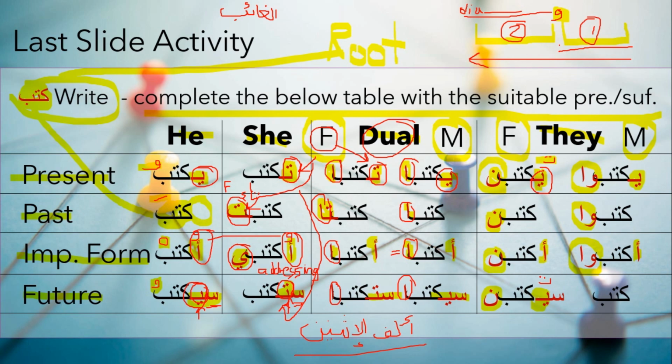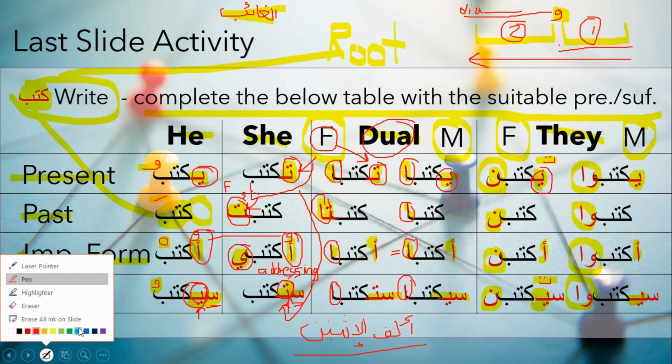Again in the future, سيكتبنا. ستكتبنا, I'm addressing them. سيكتبنا, I'm addressing them to someone. سيكتبوا, it's for the group of people who are males.